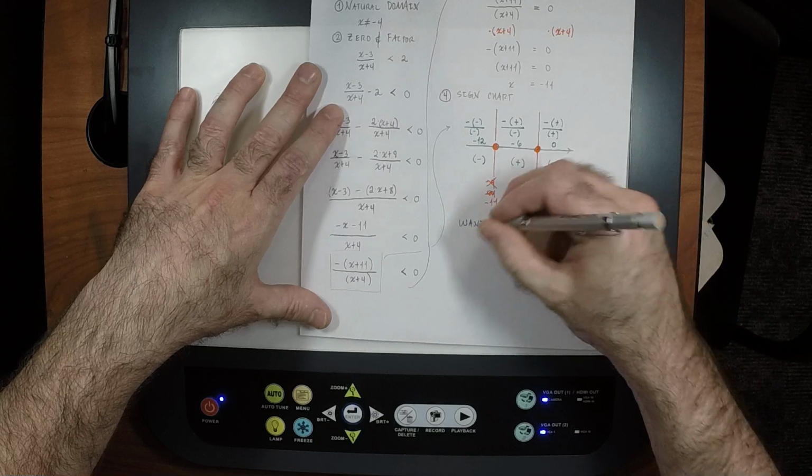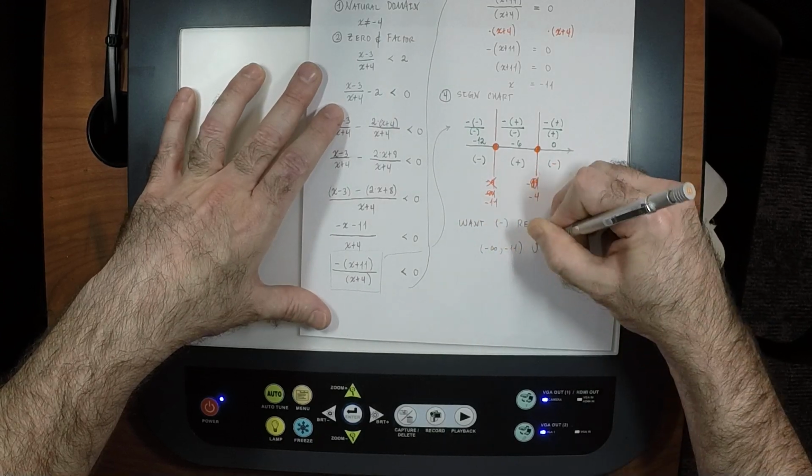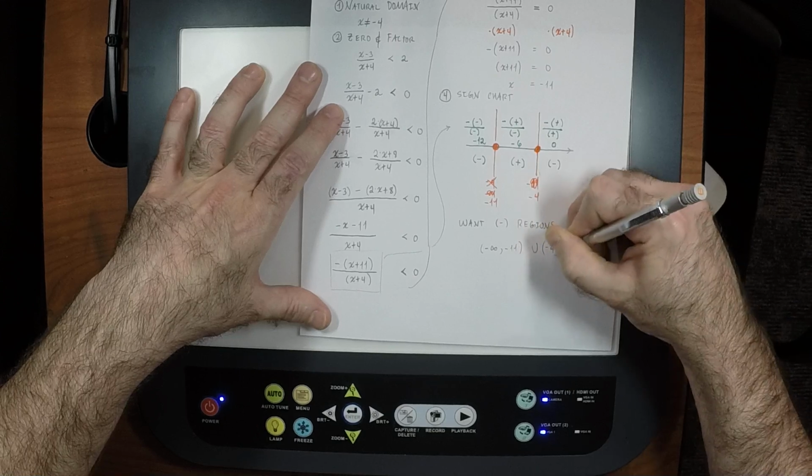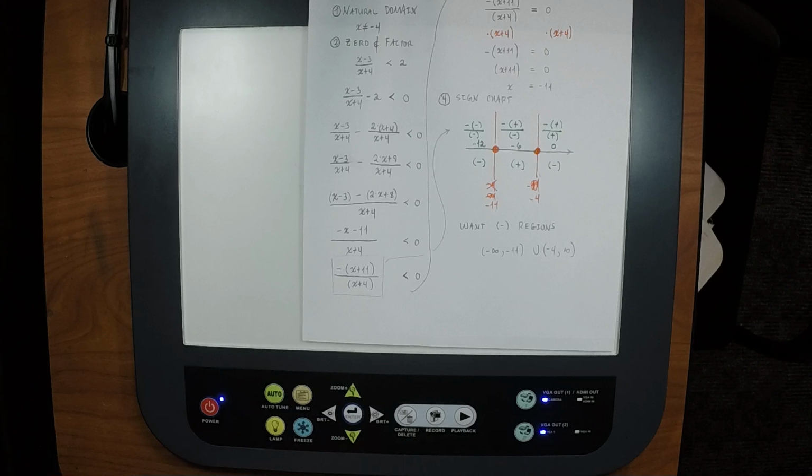So then the answer is negative infinity to negative 11, union, negative 4 to infinity. Very good. Okay, we'll do more of these next time, but now we have a quiz.